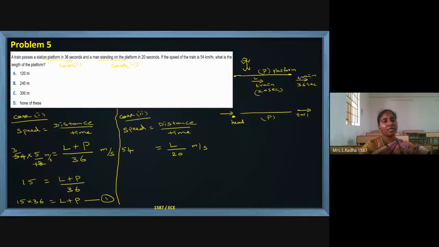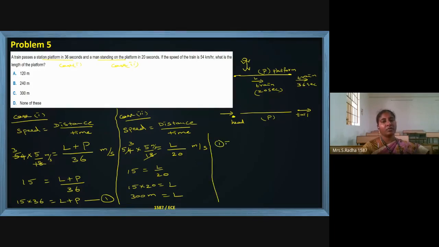So 54 is the speed of the train. You convert it into meters per second, so 5 by 18. And left side also it is meters per second now. 18 ones are 18, 18 threes are 54. This becomes 15 equal to L by 20. And 15 into 20 is nothing but L. And 300 meters is the length of the train. Now use this in equation 1.